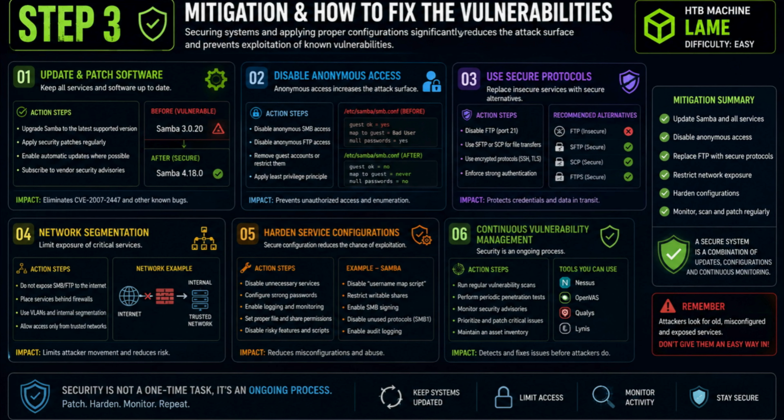Hardening the service configuration. We should harden the server. If any service is not required, we should disable it, like disabling the username map script if it is not required. Restrict writable shares. Disable unused protocols like SMB1 and others. Along with that, if we enable continuous monitoring and continuous vulnerability scanning, it will enhance our security practice in real-time scenarios. We can use Qualys, Nessus, and other vulnerability scanning solutions to secure our environment.